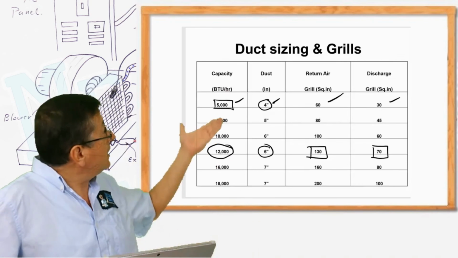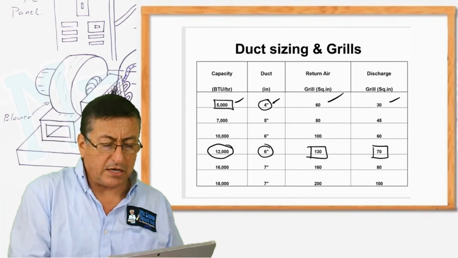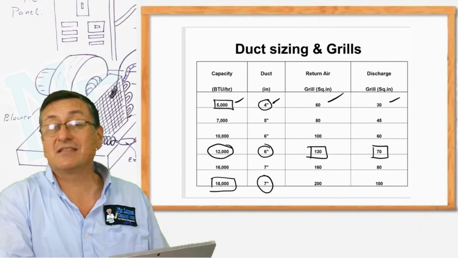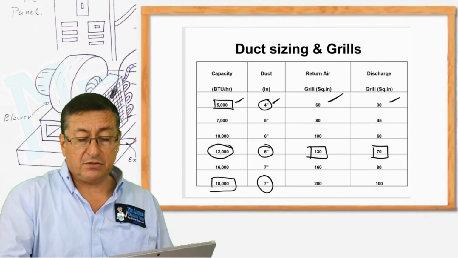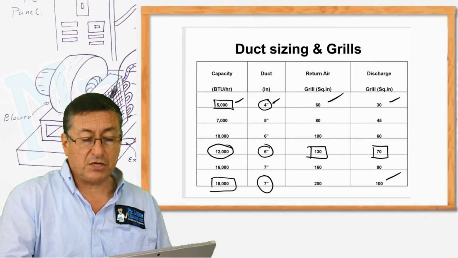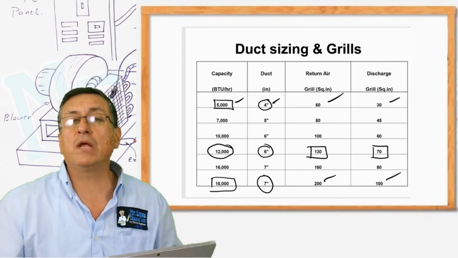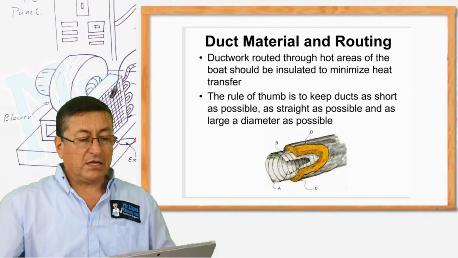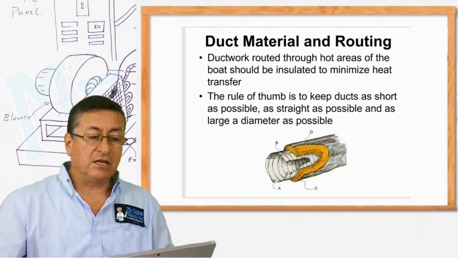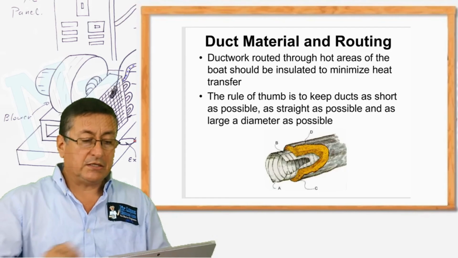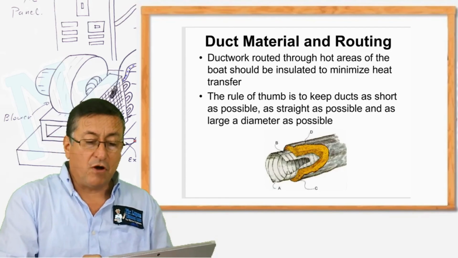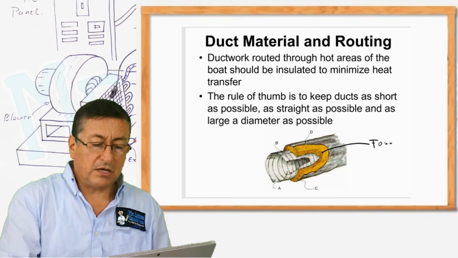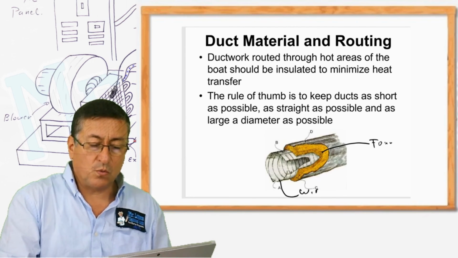I love this chart. This chart is good. For example, for 18,000 BTUs, the diameter of the duct should be 7 inches, and it's 100 square inches the discharge and 200 square inches the return grill. Yes, my friend, this is not complicated. Look at the material. The material for the duct is basically foam. The yellow one is foam, and this is a plastic wire reinforced.